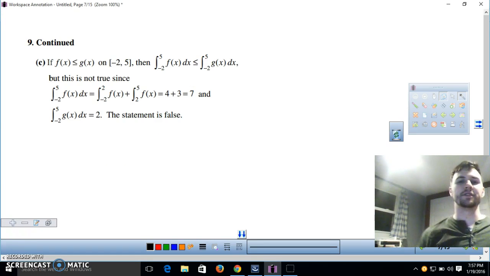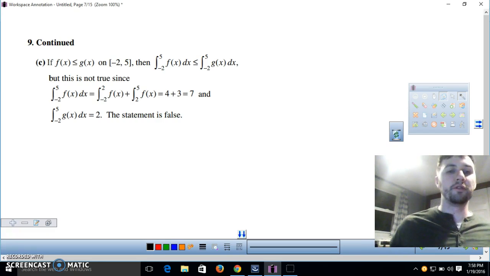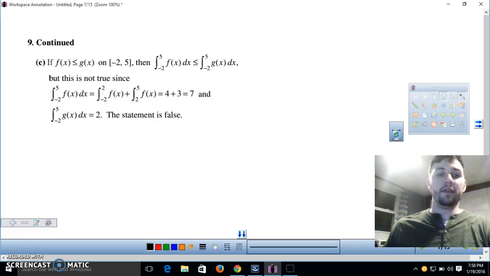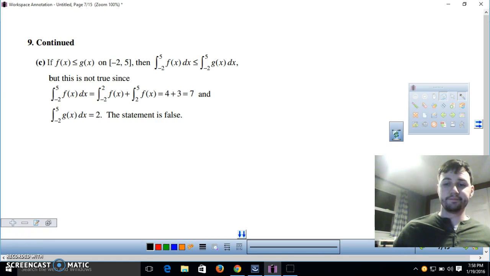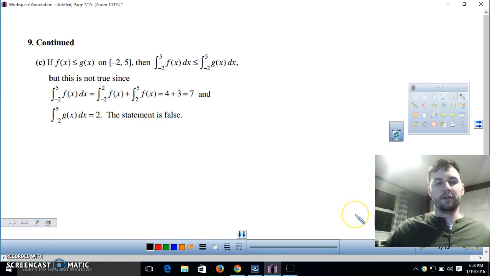C is not true, and this one's a little bit harder to explain. It's not true because if you actually break down the integrations, because remember you can do that, right? If we know the area from -2 to 5, we can split that up into -2 to 2 and from 2 to 5. Okay, and we know when we add those up, we get 7. And the integration of g of x is 2. So 7 is bigger than 2. Yeah, 7's bigger than 2.